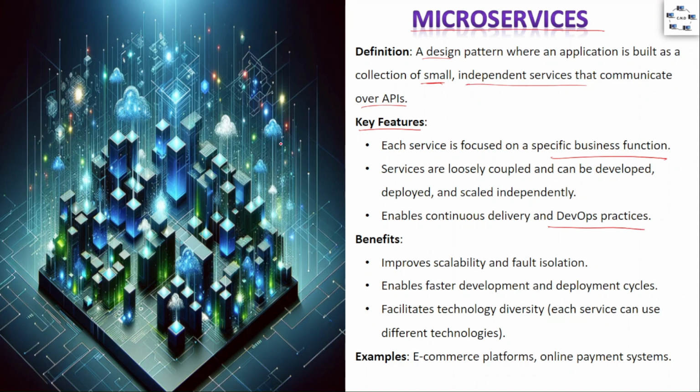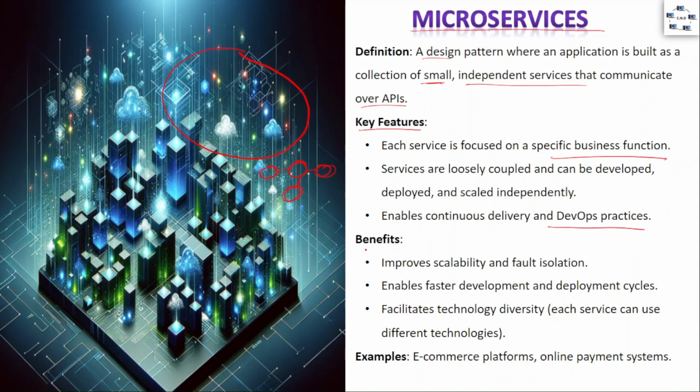What does this mean? It means that instead of deploying or developing a huge application, what microservices do is develop individual microservices for a specific functionality, and then these communicate with each other through APIs. So this gives you the flexibility that you can independently develop and deploy these individual modules.